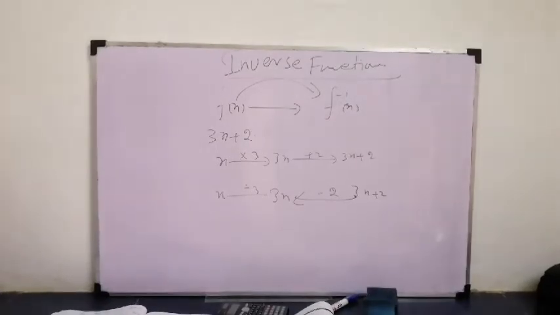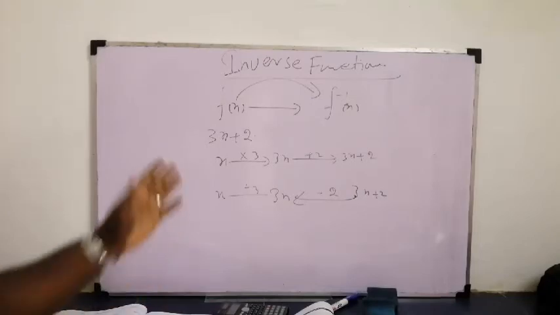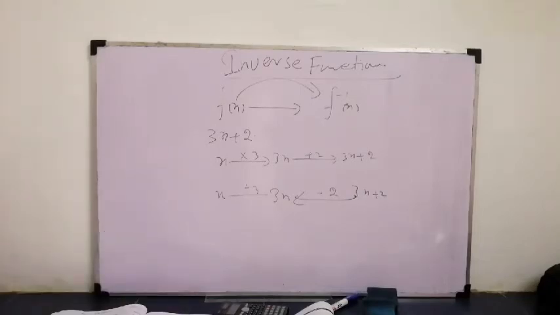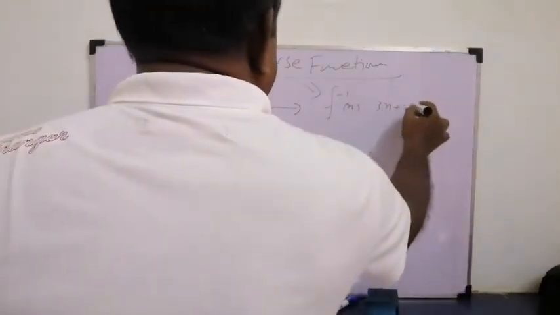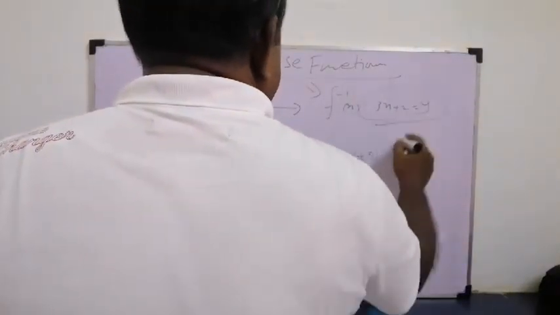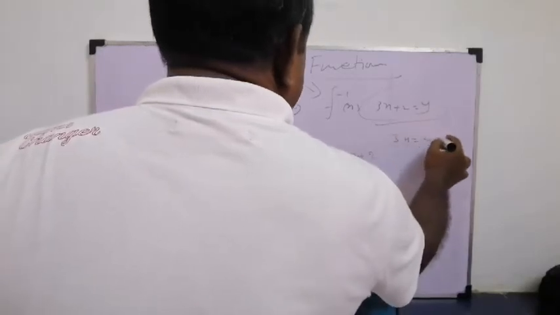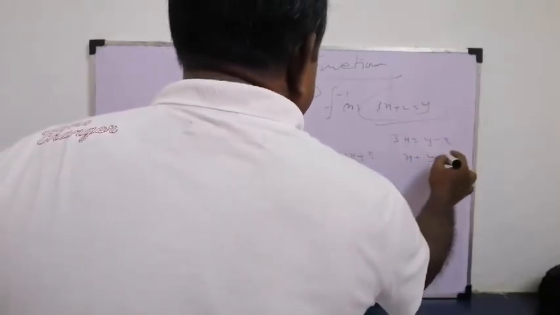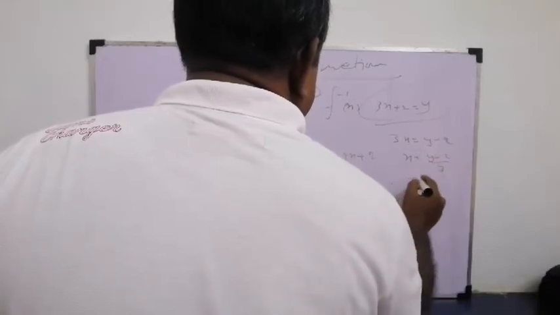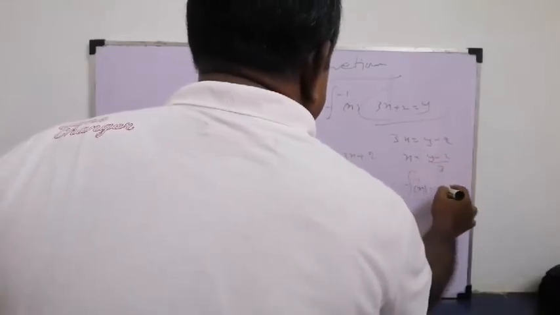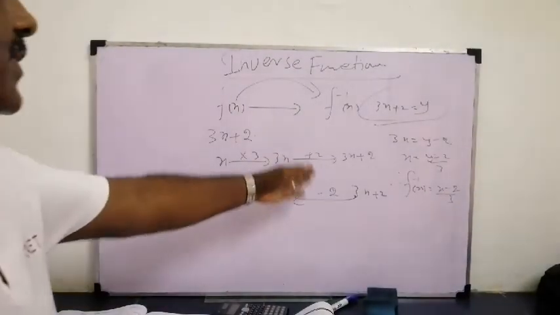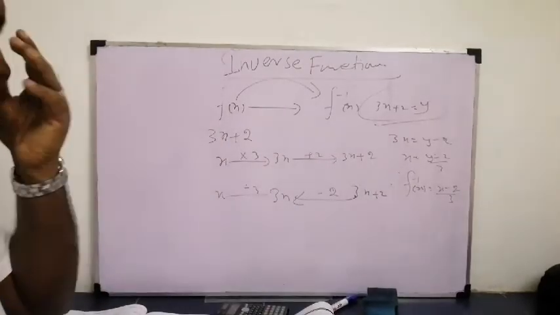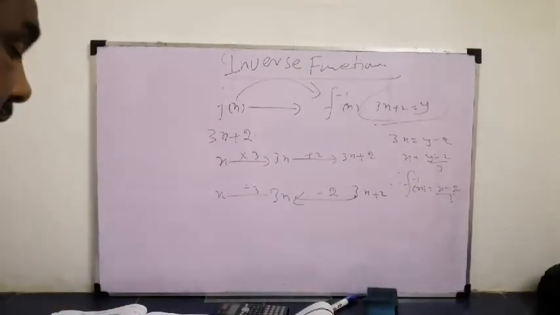If you use the map diagram or arrow version, you can write like this, straight away. Or else we know that 3x plus 2 is equal to y. Then you make x the subject. 3x is equal to y minus 2, x is equal to y minus 2 over 3. Therefore, you get f inverse of x is x minus 2 over 3. Either way you can write, both are the same. So you can see the opposite of this either way. Right? So it's very simple for you all to understand.